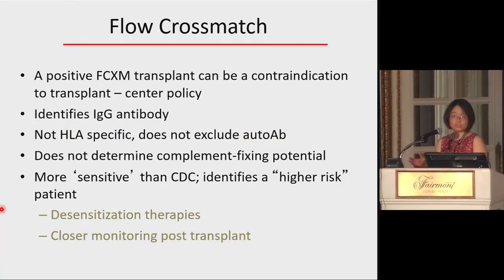So the majority of centers these days simply do the flow cross-match and have sort of put the CDC cross-match to the wayside. A positive flow cross-match can be a contraindication, although one would argue that it's not an absolute contraindication to transplant, and this is dependent, again, as I said, on center policy. It does specifically identify IgG antibody, okay, and that's because the secondary fluorochrome conjugated is directed against IgG.